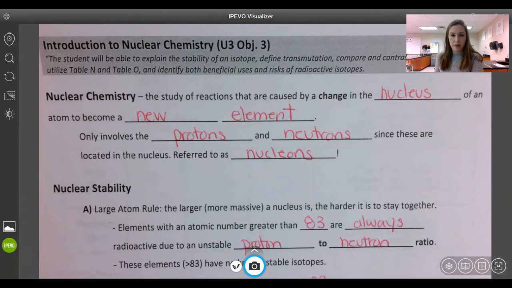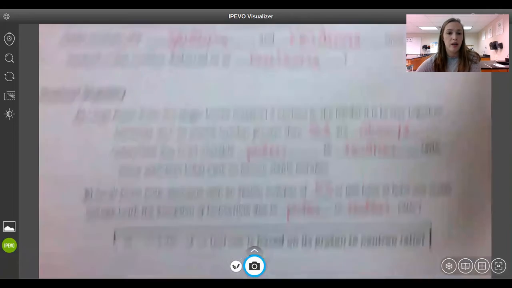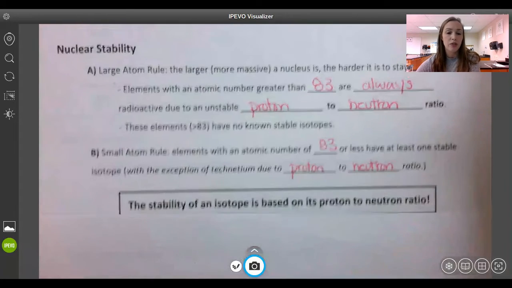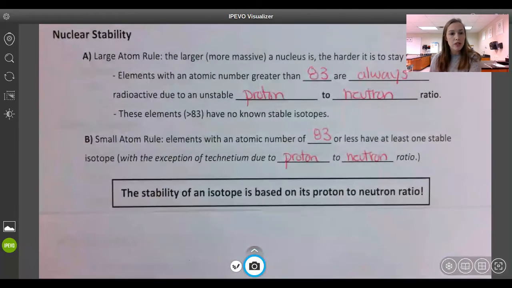So what makes something change into a new element versus not? What makes it stable versus unstable? So nuclear stability, there's two general rules we take a look at. One is this large atom rule. The larger or more massive a nucleus is, the harder it is to stay together.